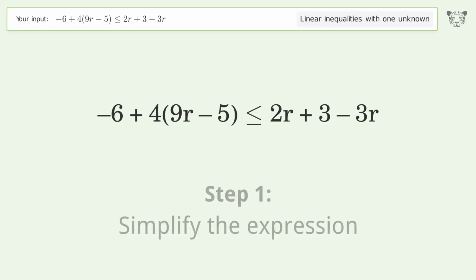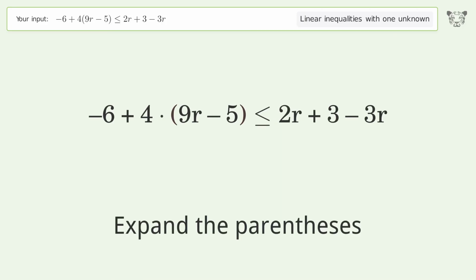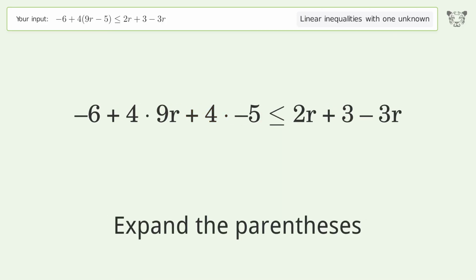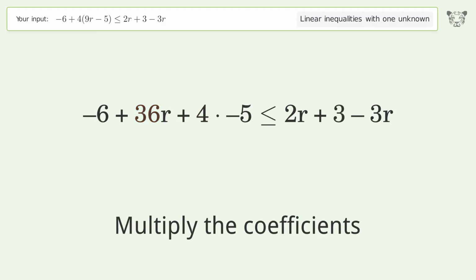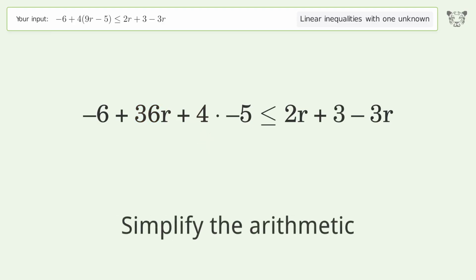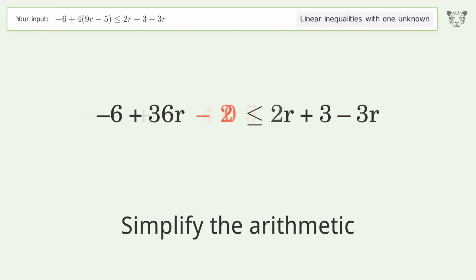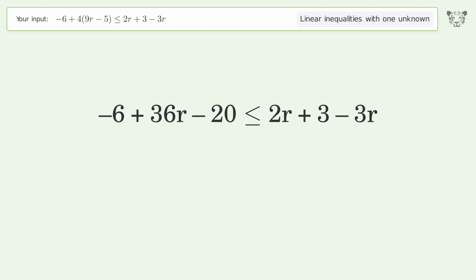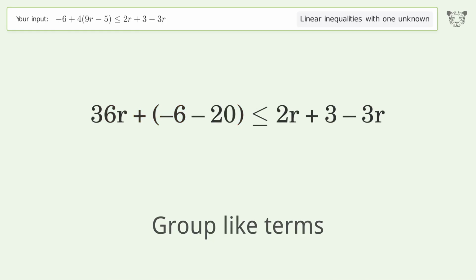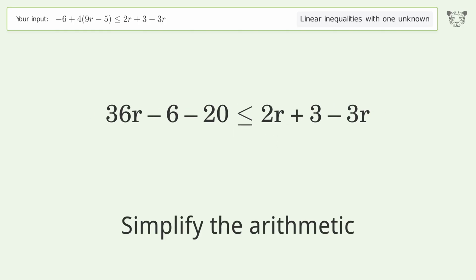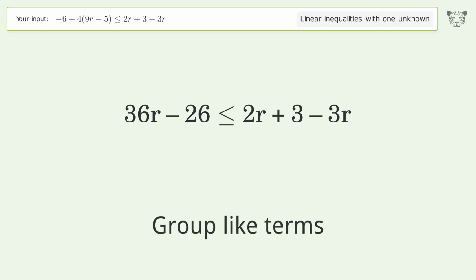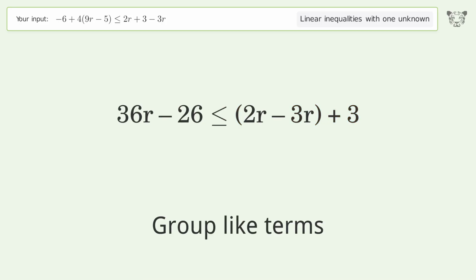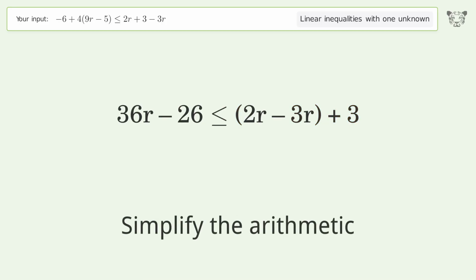Simplify the expression. Expand the parentheses. Multiply the coefficients. Simplify the arithmetic. Group like terms. Simplify the arithmetic. Group like terms. Simplify the arithmetic.